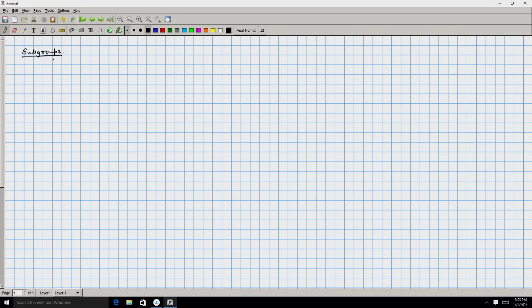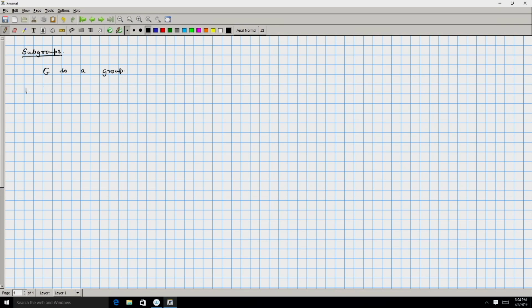Okay, the notion is very simple. So, if you have a group G, when we say G is a group, we mean that G is the name of the set and there is an operation defined on that which makes it a group.